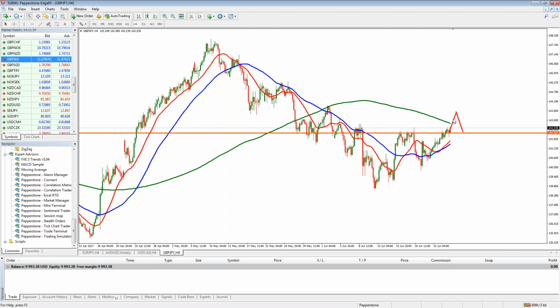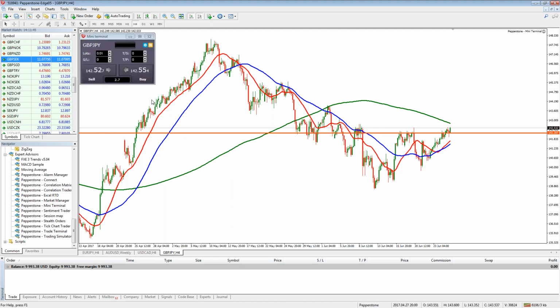And let's see how we might place that order using correct risk management using the mini terminal. We'll just drag and drop that onto the charts, really easy to use. Press OK, and it will bring up this little window. We'll just wait for that to load. There we go. You can see the currency pair, and you can put in your lot size, stop loss, and take profit and everything here.